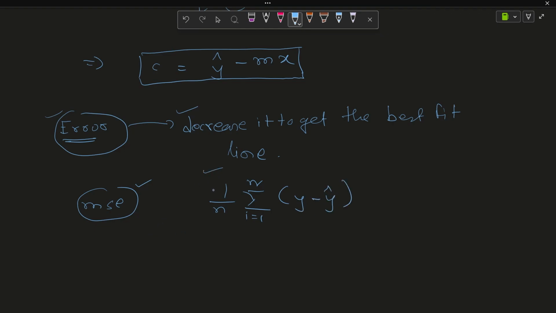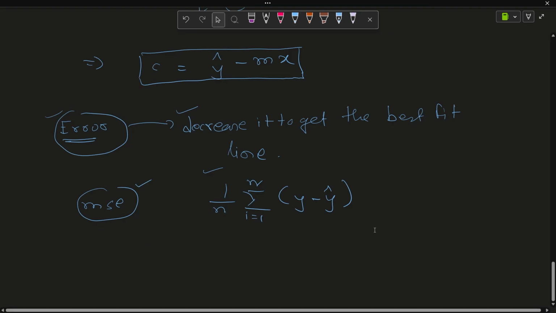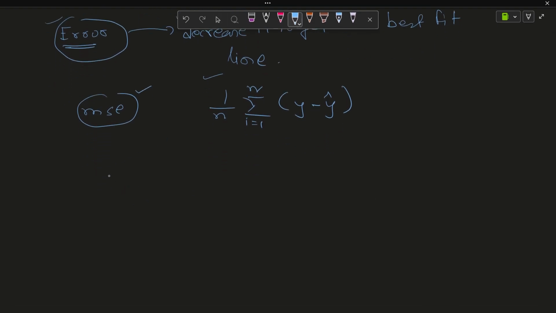So how to find the value of c and m? In your 11th, 12th standard maths, you studied something. Let's see another concept. For example, if you draw the graph of x square, it looks like this, and the minima is here, right? This is the minima. How will you get the coordinates of the minima?